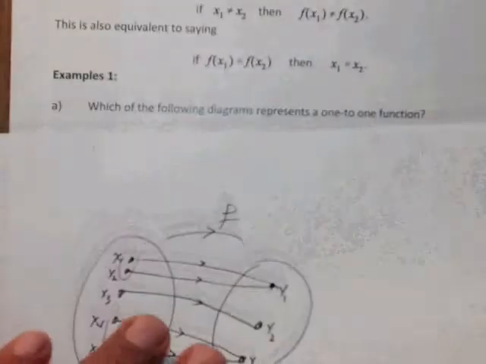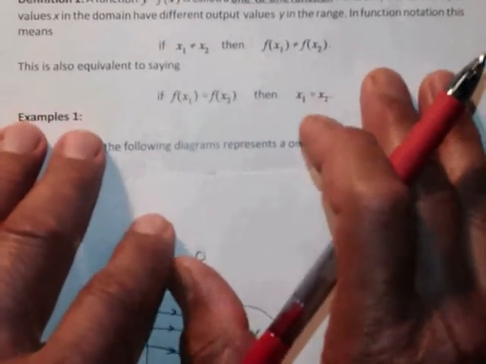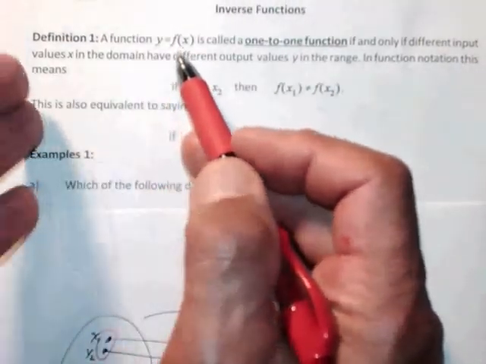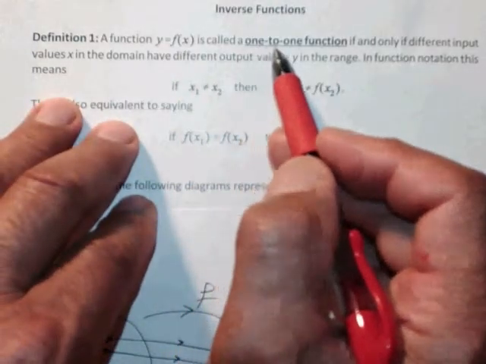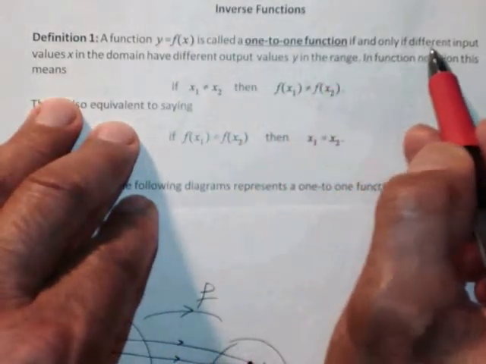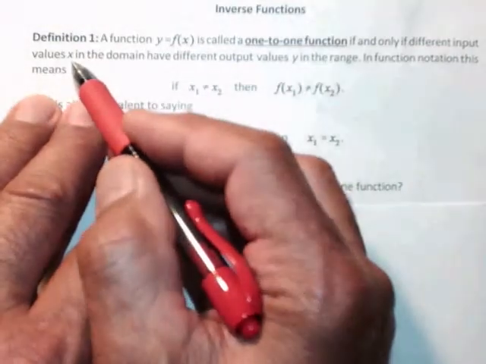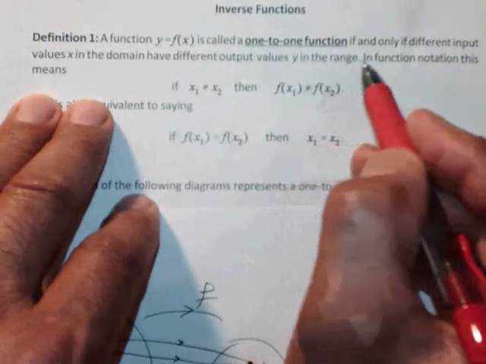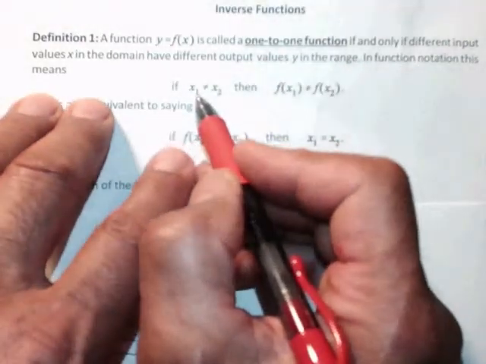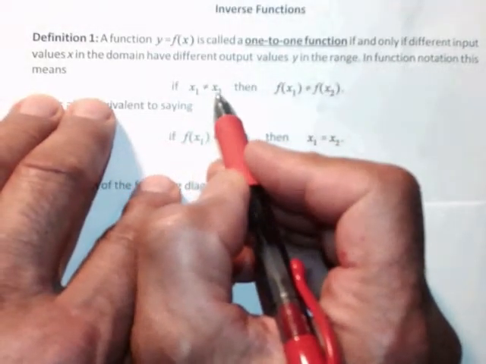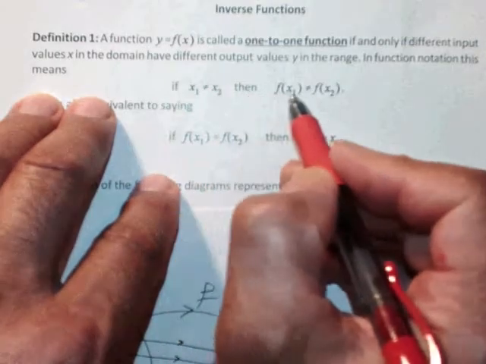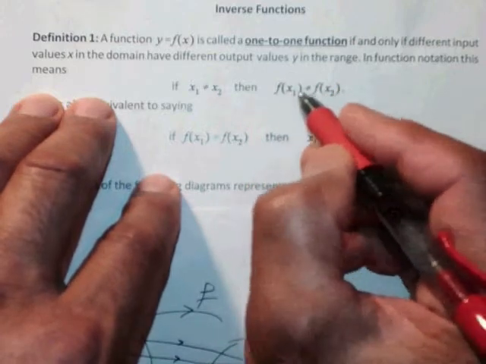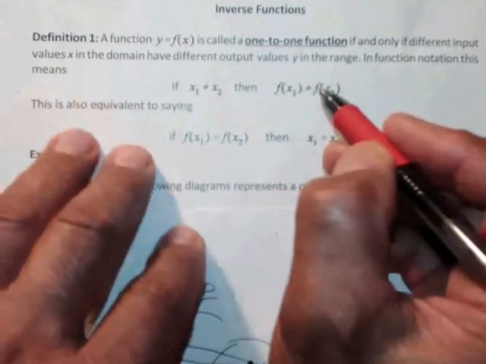So let's see what the formal definition is. A function f, so we have to start with a function, is called a one-to-one function if and only if different x values in the domain have different y values in the range. That means if x1 is not equal to x2, then f of x1 and f of x2, the y values, are not the same either.